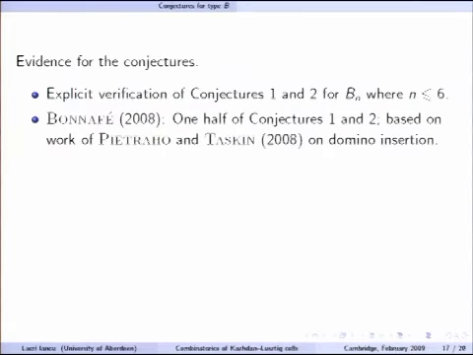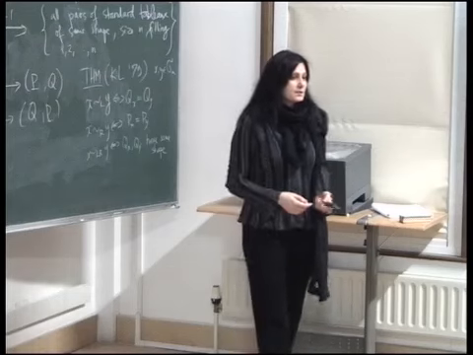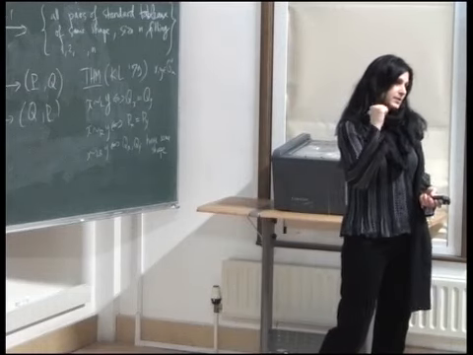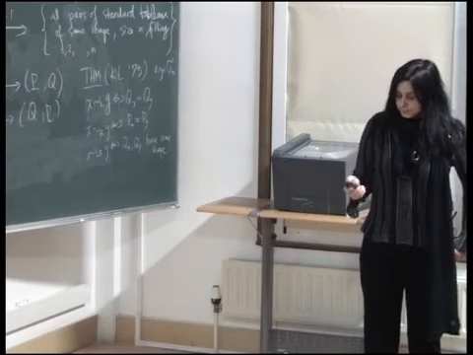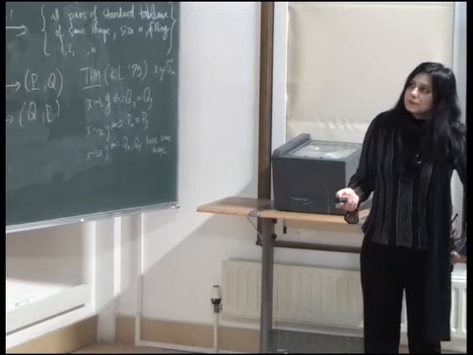And even more serious evidence: Cédric Bonnafé recently proved one half of the conjectures. That is, he showed that if two elements are in the same combinatorial cell, so if two elements have the same Q tableaux, then they are in the same Kazhdan-Lusztig cell. So what is left is only one implication. And he based this on the work of Pietraho and Taskin on domino insertion.